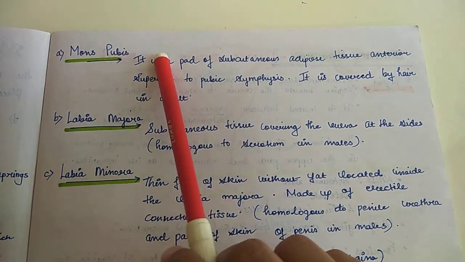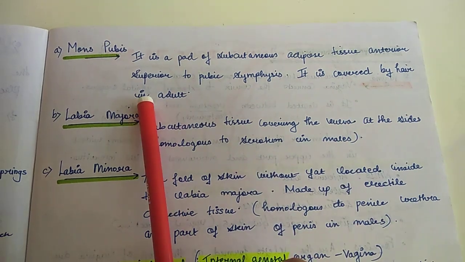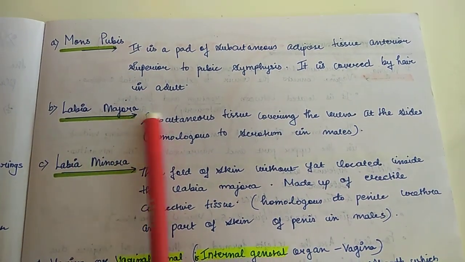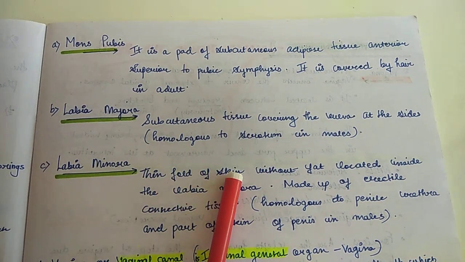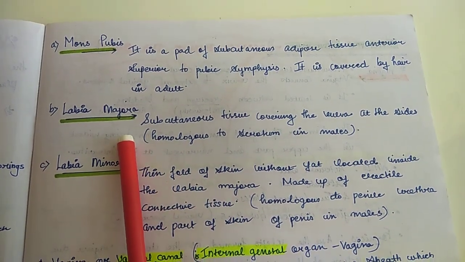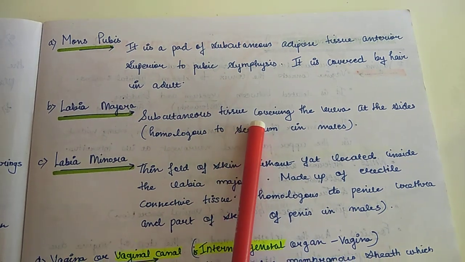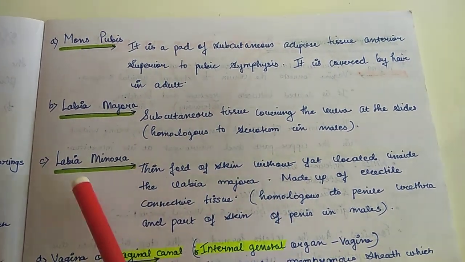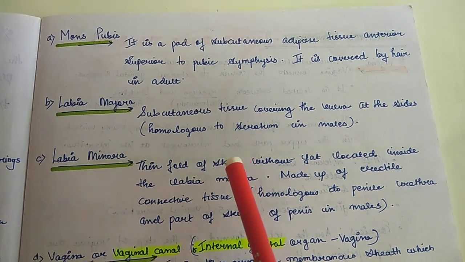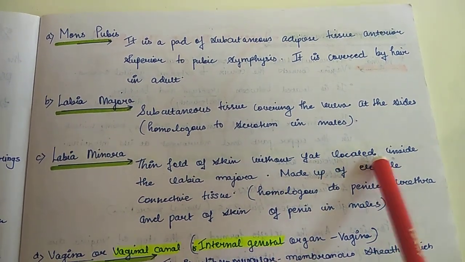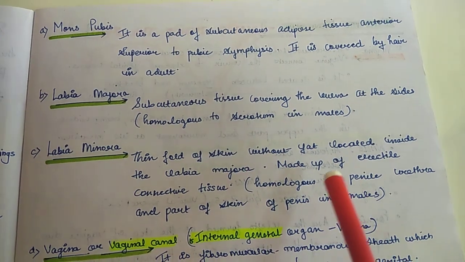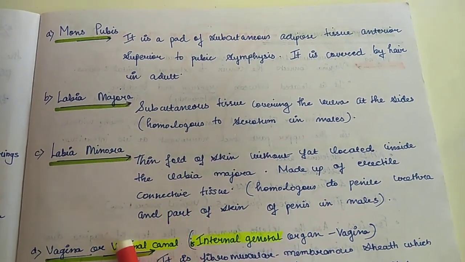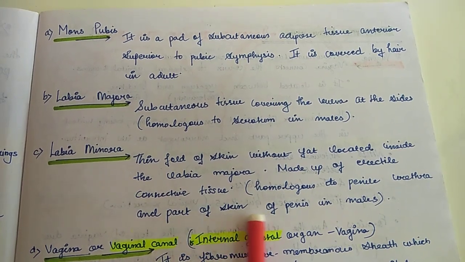So mons pubis is the upper part which is covered mainly by hair in adults, and labia majora and labia minora are thick and thin folds of skin, among which labia majora has fatty subcutaneous tissue in it, but labia minora is skin without fat located inside the labia majora. It is made up of erectile connective tissue and homologous to the urethral part of the skin of the penis.